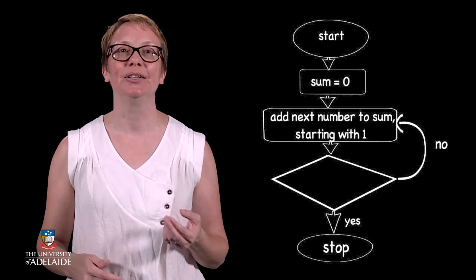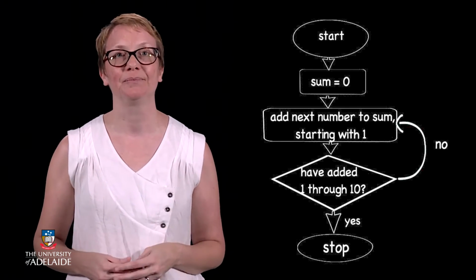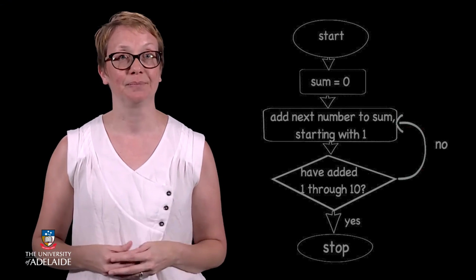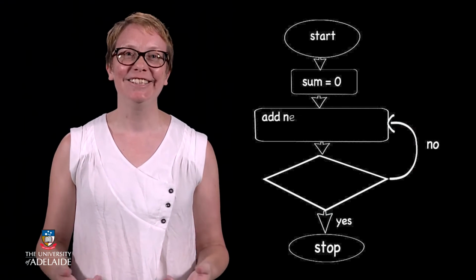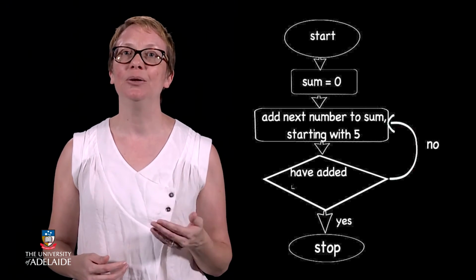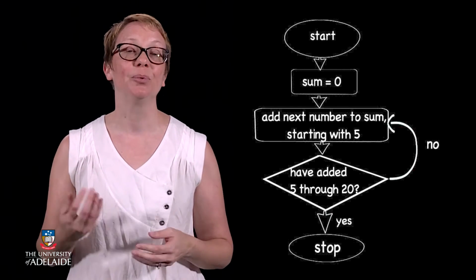What if we wanted to modify our flowchart so it added all of the numbers in the sequence 1 through to 10? What would we have to change? In this case, we could change our condition so that it kept repeating our loop in the flowchart until we have added 10. What if we wanted to add all the numbers in a sequence 5 through to 20? What would we have to change then? In this case, we would change the value of the first number that we add, as well as the value used in the condition. So let's have a look now at how you could do this in processing.